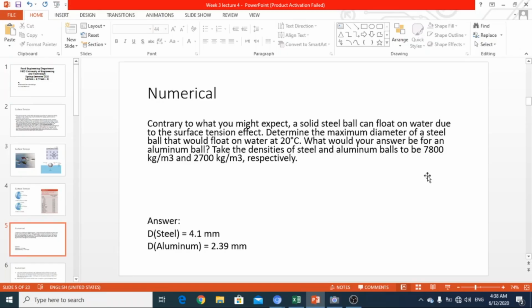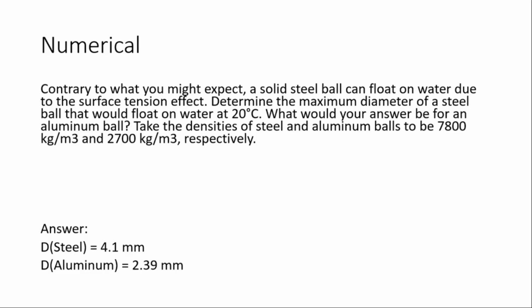Now there is a numerical which you need to resolve. In this numerical, you have placed a steel ball or an aluminum ball over the surface of water, and you want to know at which diameter these balls won't sink. This can only be done if the surface tension acting on the surface of the water, or on the surface of the ball, balances out the weight of the ball.